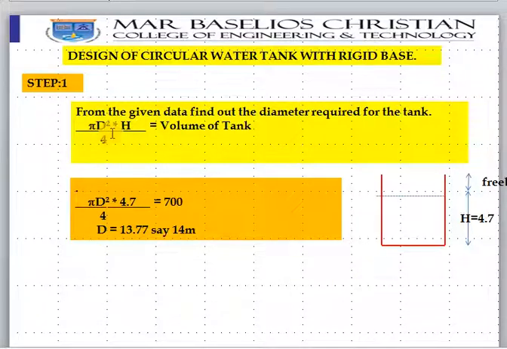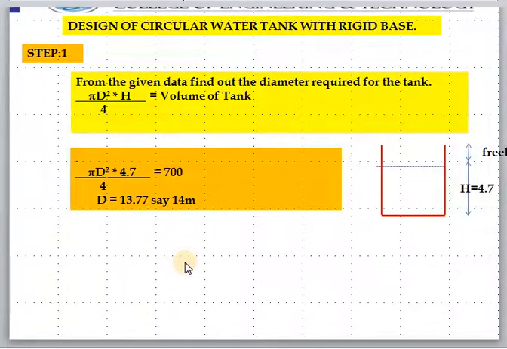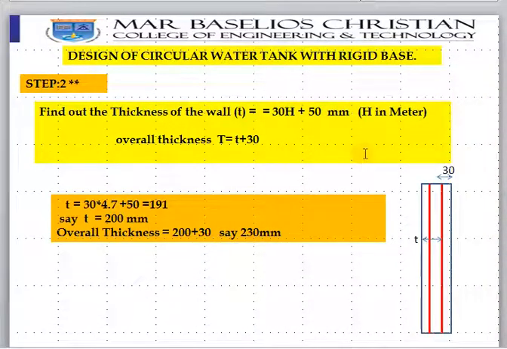Using this formula, volume is equal to 700 meter cube, because 7 lakh liters divided by 1000 gives 700, since 1 meter cube is 1000 liters. So d you can find out. Once you have found the diameter, the next step, as we discussed yesterday, is to find the thickness of the wall using the thumb rule, t is equal to 30 h plus 50, with h in meters. So t is 30 into 4.7 plus 50, which is in millimeter. You will get 191, so let us round it to t equal to 200.